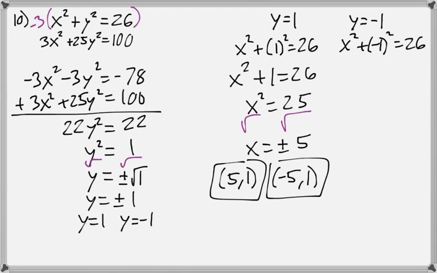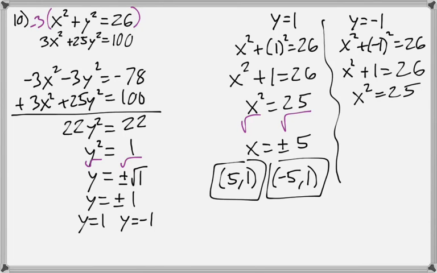Now looking at the other one, this is going to be x squared plus 1 is equal to 26. If I subtract 1, I get 25. If I take the square root of both sides, it's going to be x is equal to plus or minus 5. And that gives us two answers here as well. So we have (5, -1) and (-5, -1).